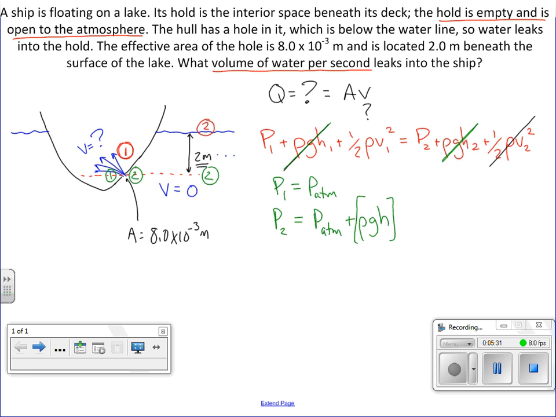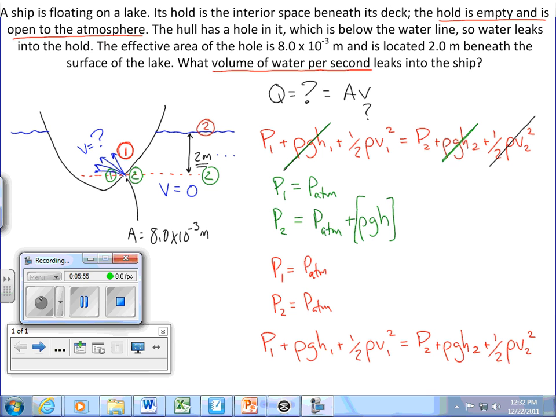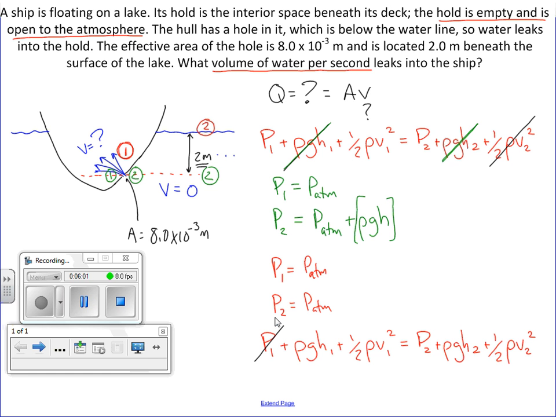If we do it that way, pressure 1 is atmospheric pressure. Pressure 2 is atmospheric pressure, right? They're both in the air. If we say location 2 is at the surface of the water, notice that we can actually get rid of both of these pressures because they're the same pressure. But if location 2 is at the surface of the water, we'd still get rid of location 1's height, call it 0, but now we do have this height 2.